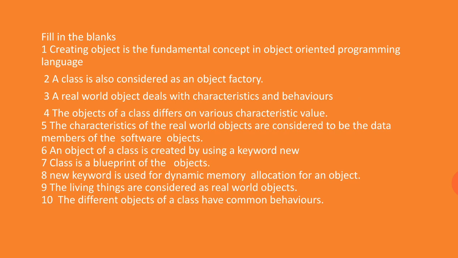The characteristics of the real world objects are considered to be the data members of the software objects. An object of a class is created by using a keyword new. Always remember that. Class is a blueprint of the object. Eighth, new keyword is used for dynamic memory allocation for an object. There is a ninth one, the living things are considered as real world objects. 10. The different objects of a class have common behaviors.